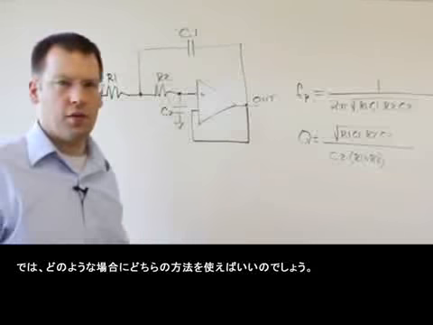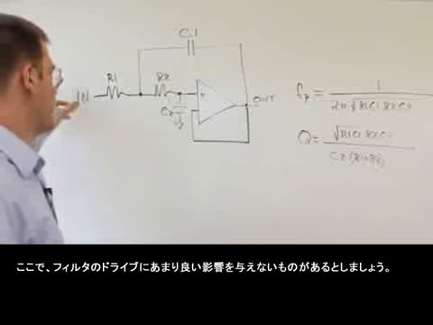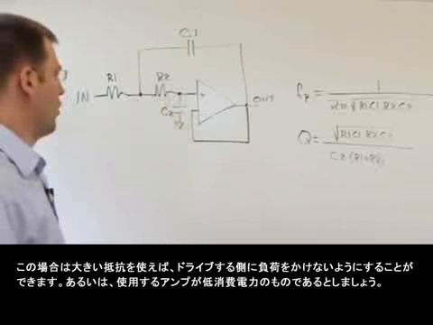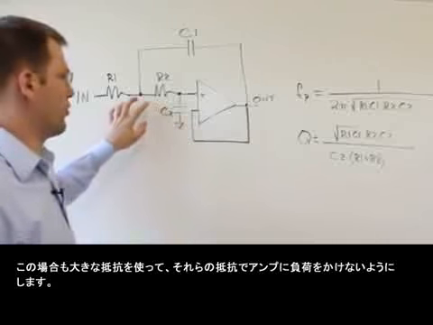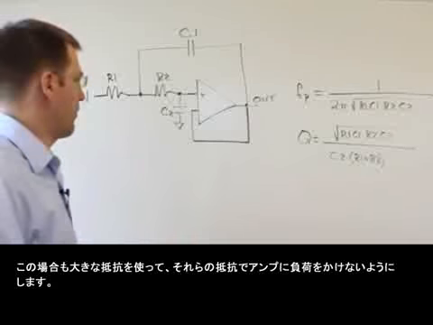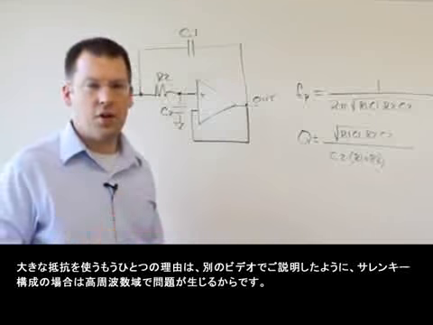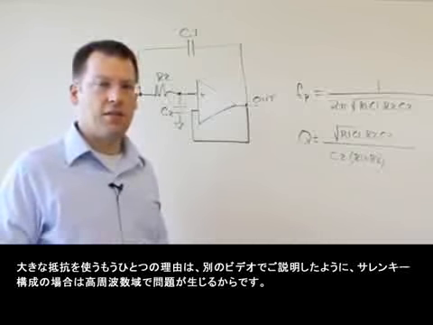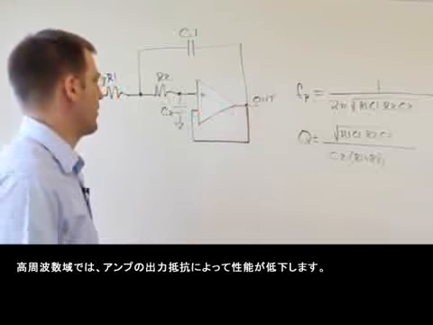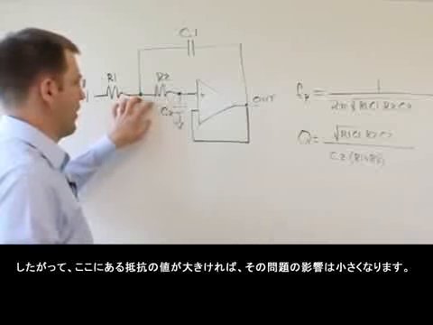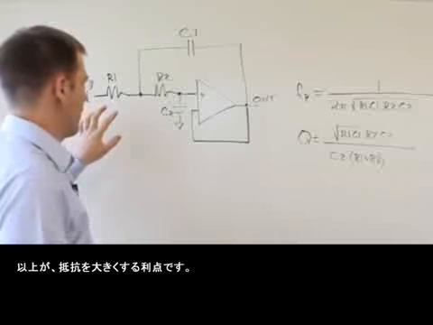Now, when would you want to use one versus the other? Well, let's say you've got something that's not very good at driving your filter, then you're going to want to have big resistors so you don't load whatever's driving that. Or let's say you've got a low power amplifier, you'll also want big resistors so that those resistors don't load the amplifier. Another reason why you might want to have big resistors is as we've learned in another video, the Sallen-Key configuration has this issue at higher frequencies where the output resistance of the amplifier degrades the performance. And so the higher the resistance that you have here, the less of an impact that issue is. So that's some advantages for having big resistors.